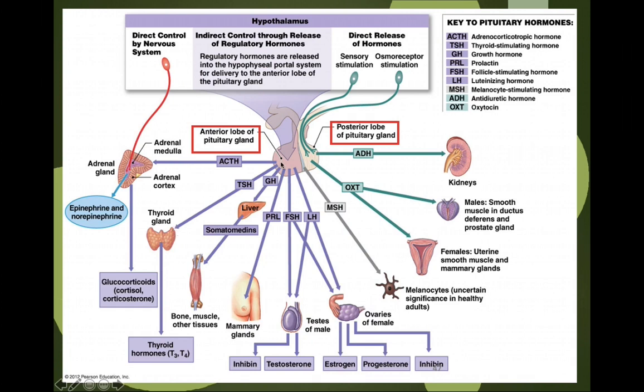Growth hormone, prolactin releasing hormone, follicular stimulating hormone affects both gonads, male and female. Luteinizing hormone affects both male and female. Melanocyte stimulating hormone, the melanocyte. Oxytocin affects both male and female. And then ADH, antidiuretic hormone, the kidneys. So the anterior pituitary deals with a lot of hormones. The posterior, the neurohypophysis, not too much, just ADH and oxytocin.